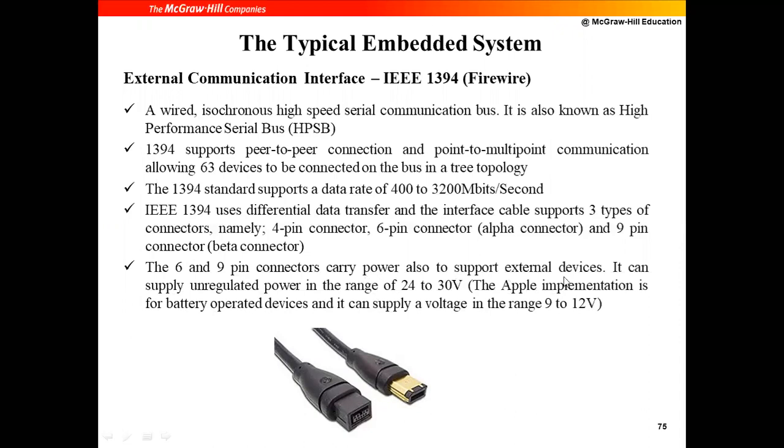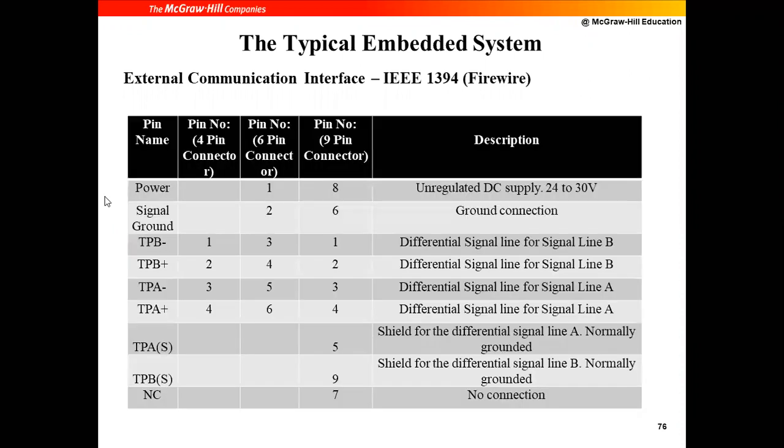Suppose your external device requires power in order to operate, so the power will be carried through this wire itself. It doesn't require an external power. That is only with respect to the pin number: the alpha connector, the 6-pin connector, as well as the 9-pin connector. It can supply unregulated power in the range of 24 to 30 volts. So these are the various functions of these connectors. As I told you, there are three types of Firewire: the 4-pin connector, the 6-pin connector, and the 9-pin connector.